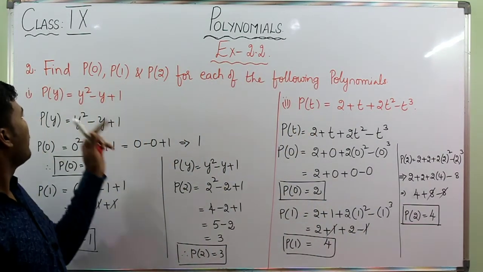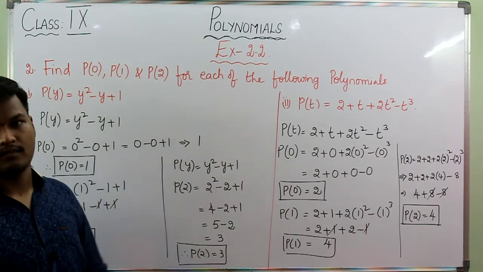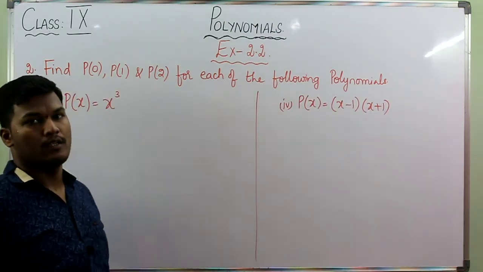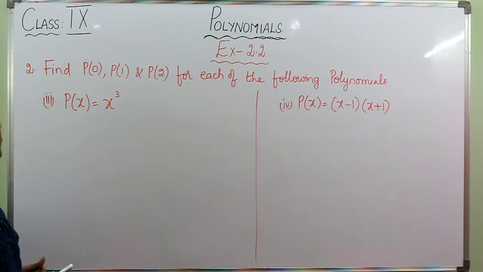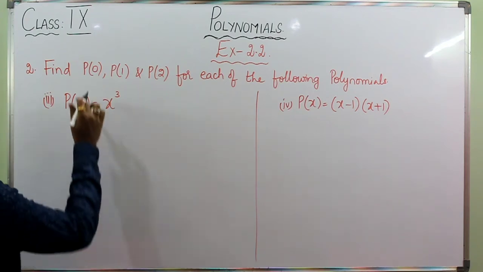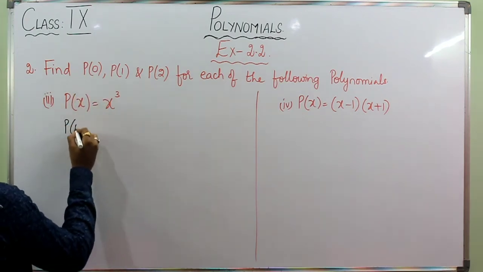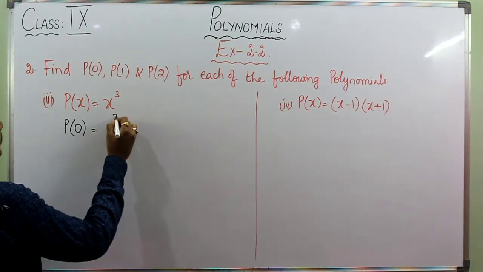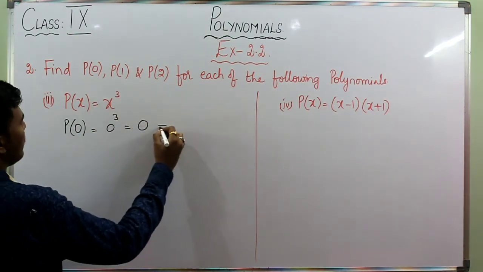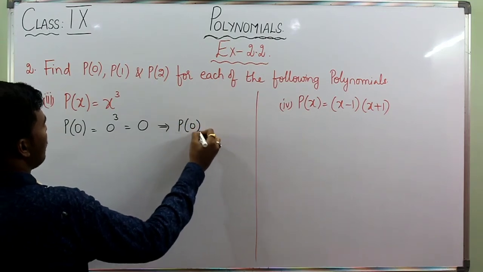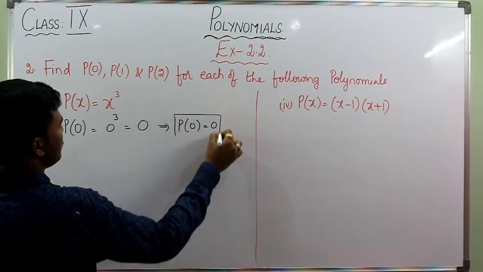When we have p of y or p of x. Second bit, third question, that is p of x is equal to x cube. So now first we have to find p of 0. So it will become 0 cube. 0 cube is 0. So therefore the value of p of 0 is equal to 0.